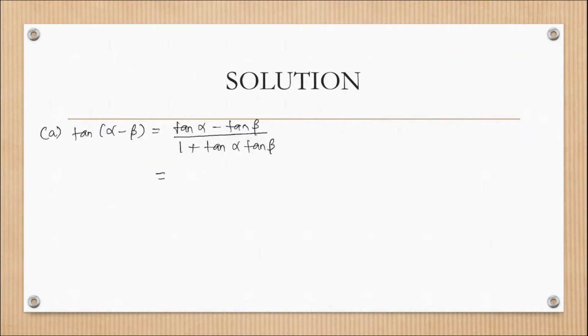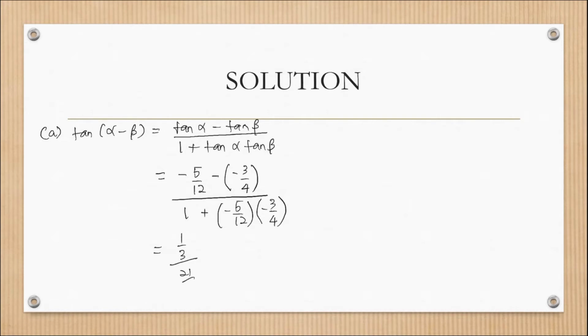Now we are going to use this value to answer our question. Substitute in tangent alpha and tangent beta. So negative 5 per 12 minus negative 3 per 4, divide by 1 plus negative 5 per 12 times negative 3 per 4. And then simplify, 1 over 3 over 21 per 16, and final answer 16 per 63.